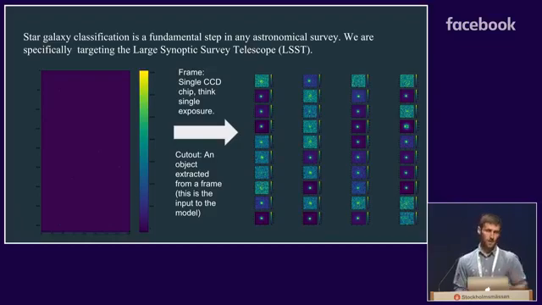So where we exist in the pipeline, you expose a chip, which is just a single CCD, and you extract cutouts. Within each of those cutouts is a single object, and the goal is from those cutouts to predict, is the object in there a star or is it a galaxy?